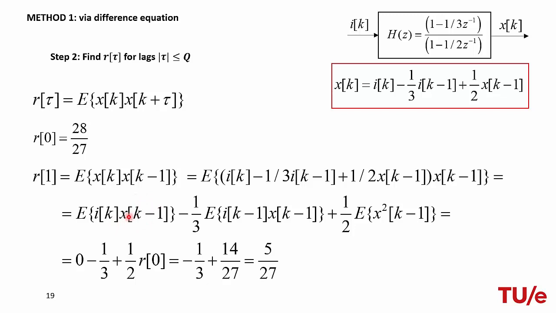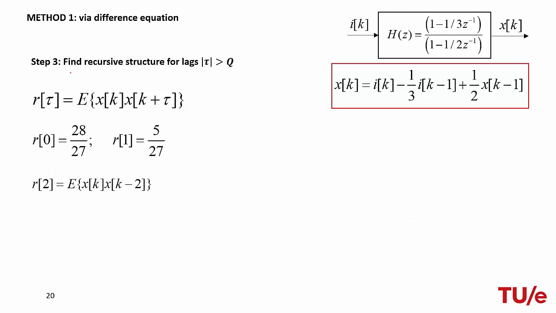Here again we have the same components as before. Ik times x k minus 1 is equal to 0. This one gives me a sigma I squared component, and this one is the autocorrelation of x for lag 0. And remember that sigma I squared is actually equal to 1, and that's the reason why here I simply write 1 over 3.